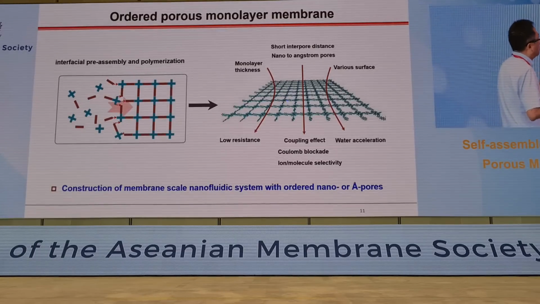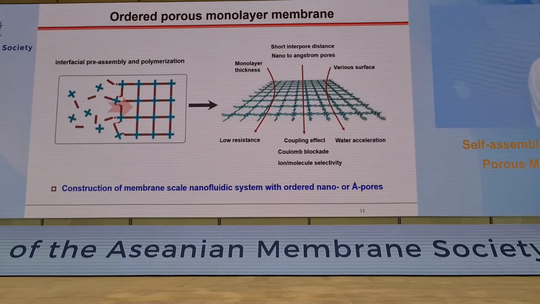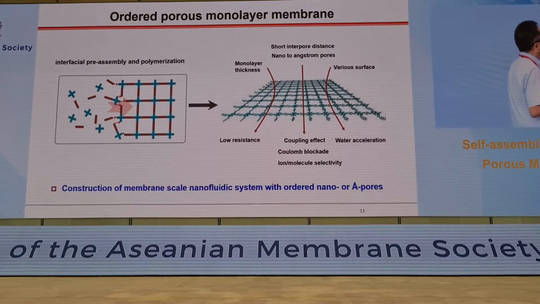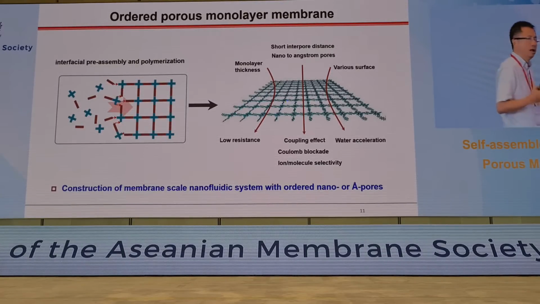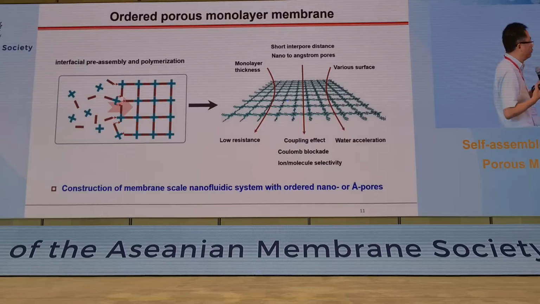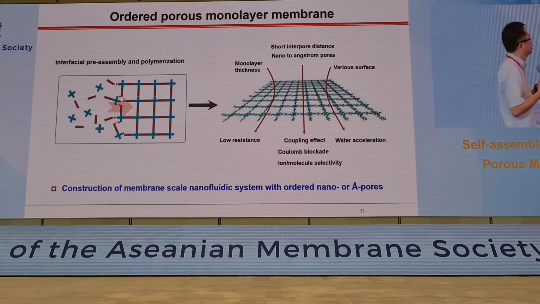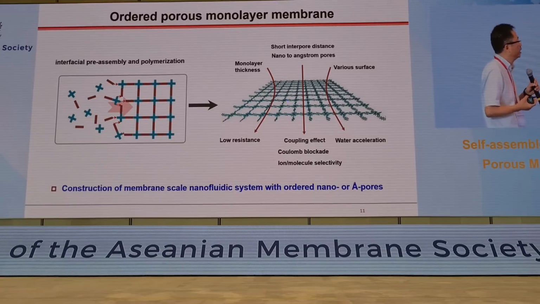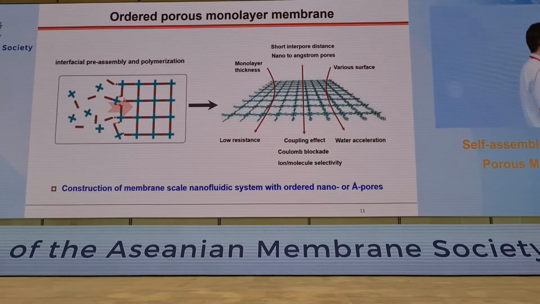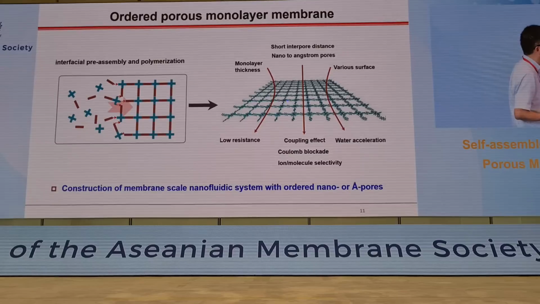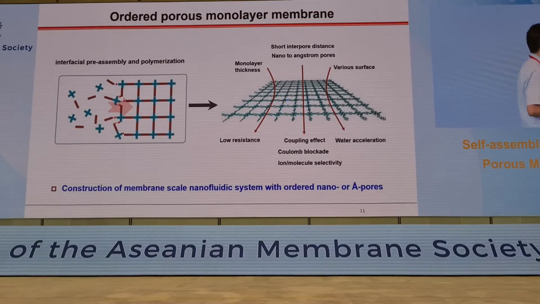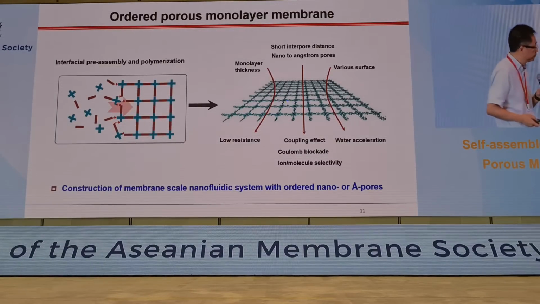So we found this type of porous monolayer membrane has some unique properties, such as low resistance, strong coupling effect, bigger Coulomb blockade, and higher ion and molecular selectivity, as well as faster water acceleration.